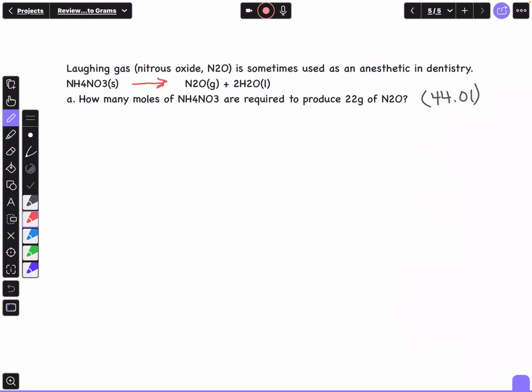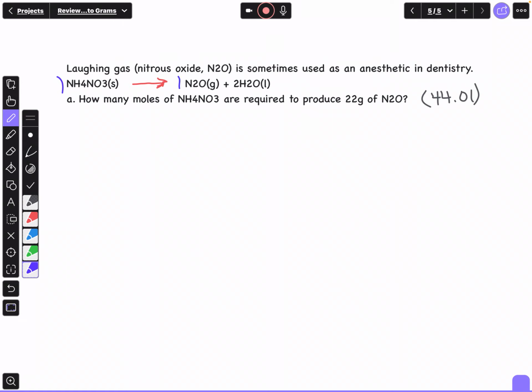Now if I look at another example, this time it says laughing gas, nitrous oxide, or N2O, is sometimes used as an anesthetic in dentistry. So how it's made is 1 mole of NH4NO3, ammonium nitrate, breaks down into dinitrogen monoxide, N2O, plus 2 moles of water.